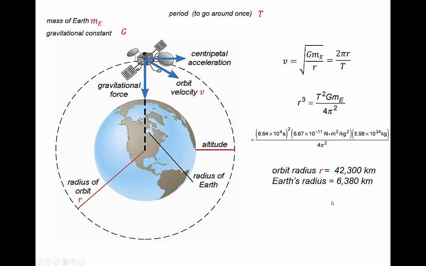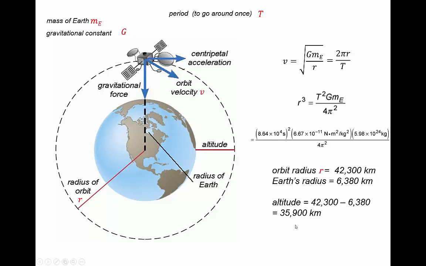And the Earth's radius is 6,380 kilometers. We know that. Obviously, I'm not saying you know that off the top of your head, but you can look it up. People have measured it. And then we can calculate the altitude as the difference between those two, and there's your more or less 36,000 kilometers.